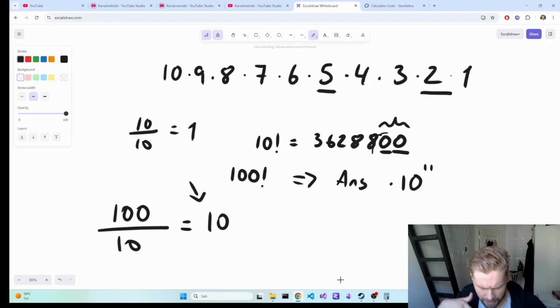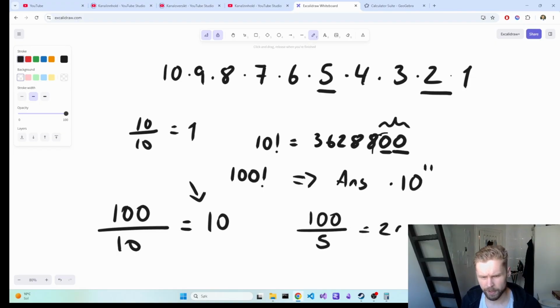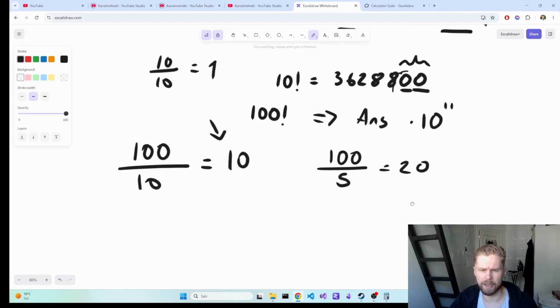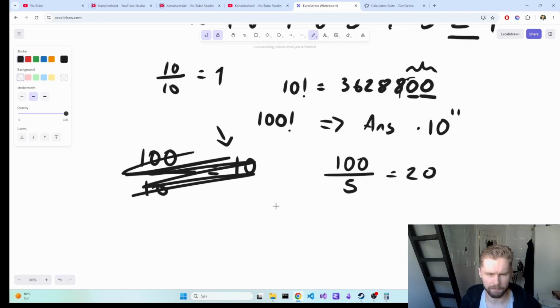But here it counts 25s as well. It says, alright, take a look at this. 100 divided by 5, that's gonna be 20. That's 25s, dude, from which you can create these tens. Now, these will be included in the tens that I have over there, right? So let's just not worry about those.